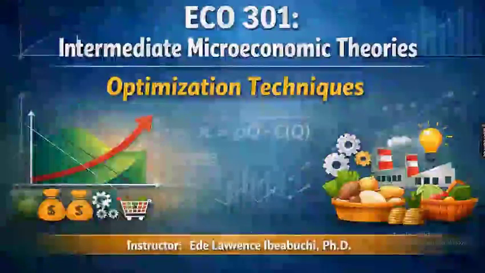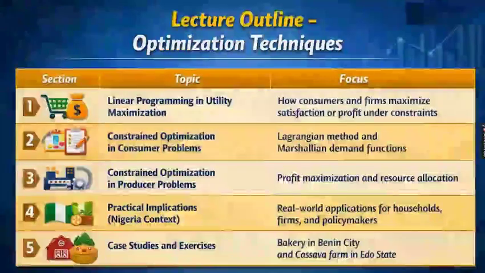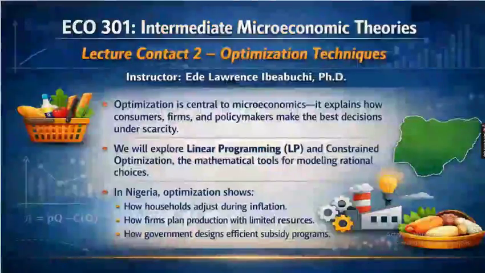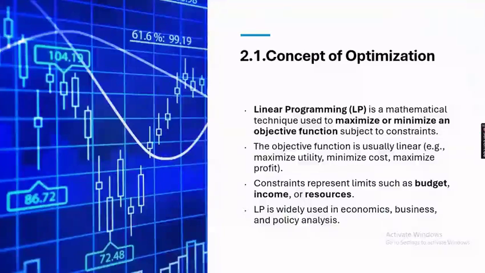Welcome to ECO 301, Intermediate Microeconomic Theories. In this lecture, we explore optimization techniques. Optimization simply means finding the best possible outcome under given limits. Linear programming, or LP, is the mathematical tool we use to do this.